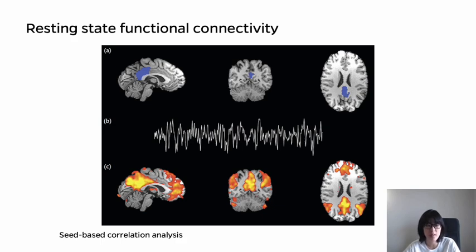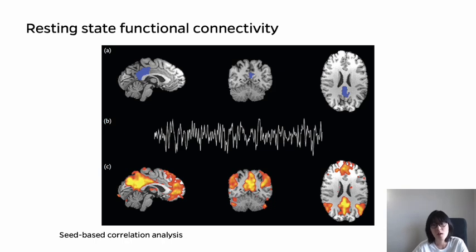So a little bit of background on resting state functional connectivity. So typically what is done is that a seed region is chosen and identified. And in this case, the posterior cingulate cortex is identified in blue in A. And then the BOLD time series is extracted from this region. And then you could do a voxel-wise correlation at every voxel related to the seed time series to create a seed correlation map, as you can see in figure C.